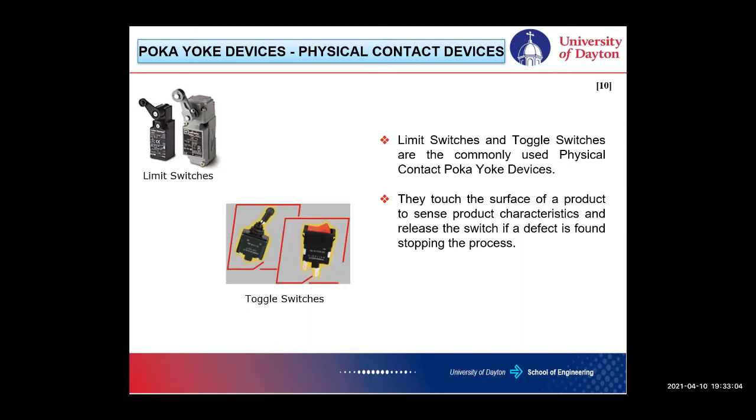Limit switches and toggle switches are the commonly used physical contact Poka devices. They touch the surface of a product to sense product characteristics and realize the switch if a defect is found, stopping the process.